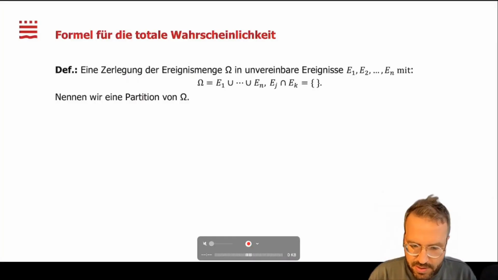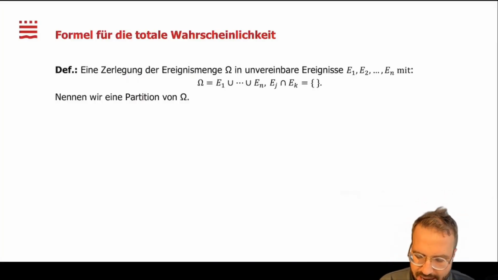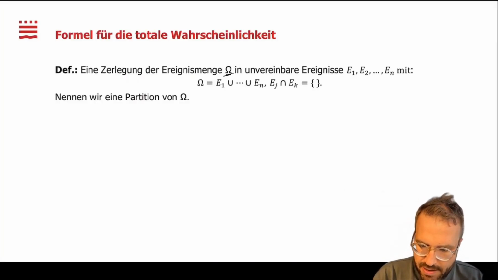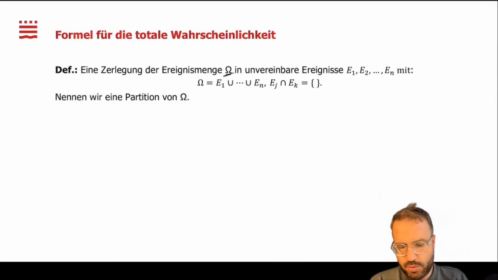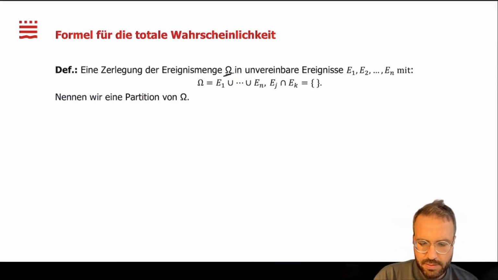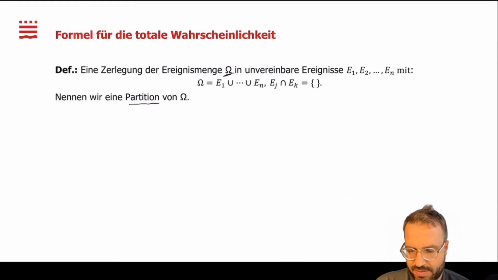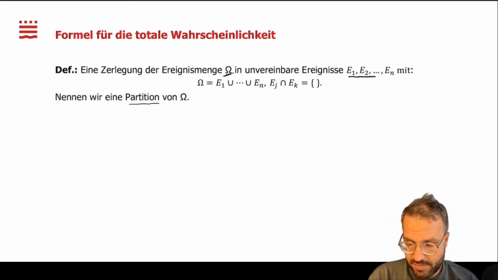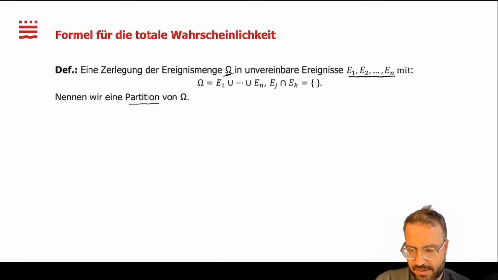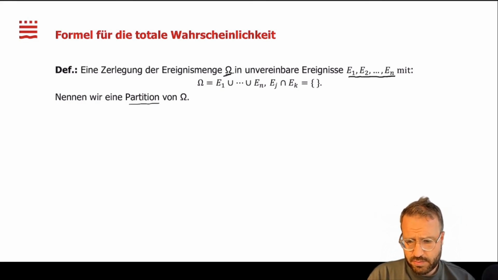Exactly, we have the following situation. So we have our set omega, and we have a so-called partition of omega. This means we have divided the set omega into different subsets E1 to En that are mutually exclusive. And I would like to go through that with you in detail, step by step, using an example.